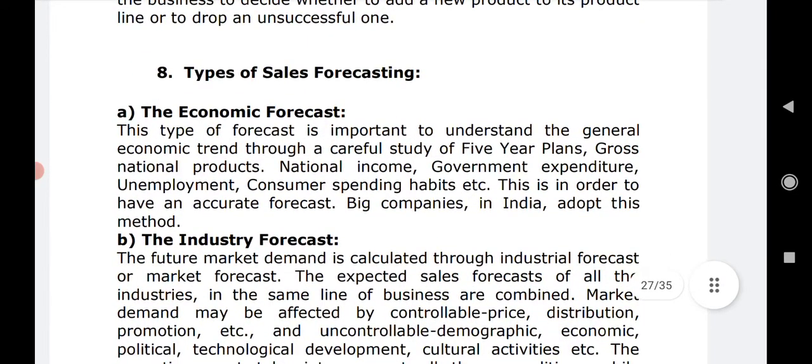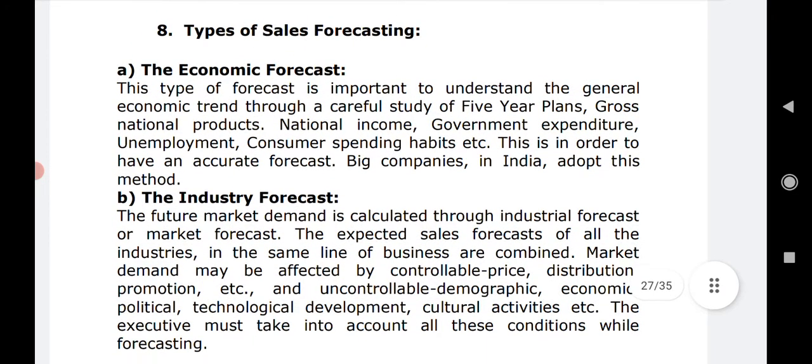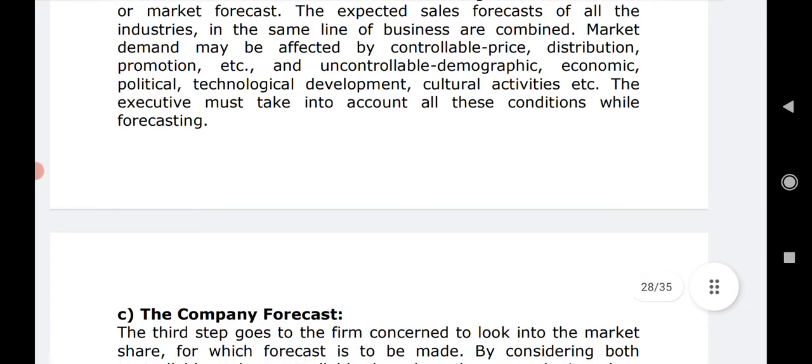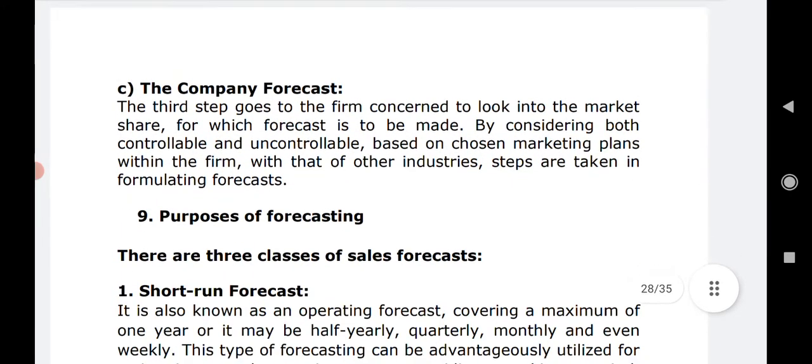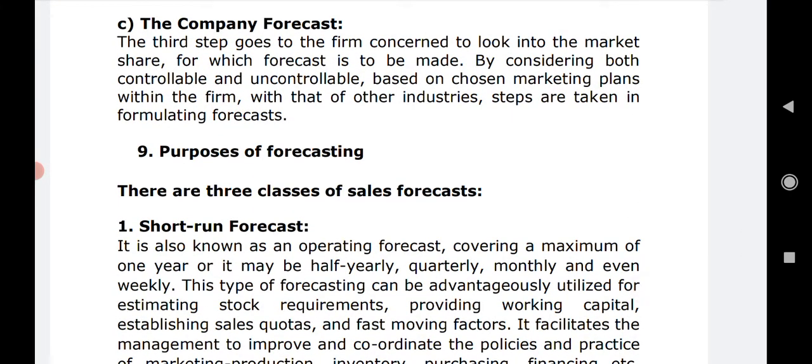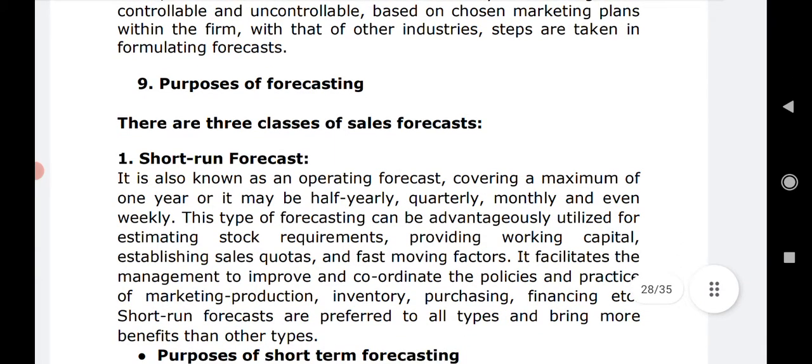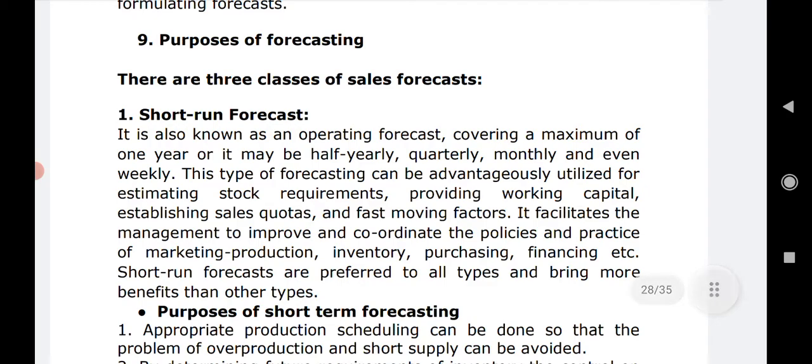Here we are showing the types of sales forecasting. We are not going in depth of this. We are just checking out the types of sales forecasting. Maybe economic sales forecast may be there, industry forecast may be there, company forecast may be there, though because it is not directly related to plant layout, we are avoiding its detailed study. Here we are going to see the purpose of sales forecast.